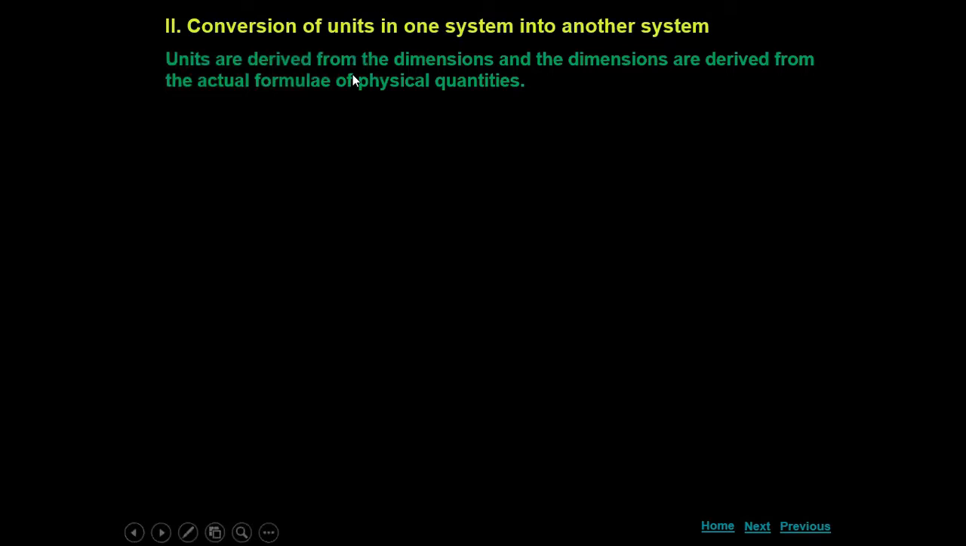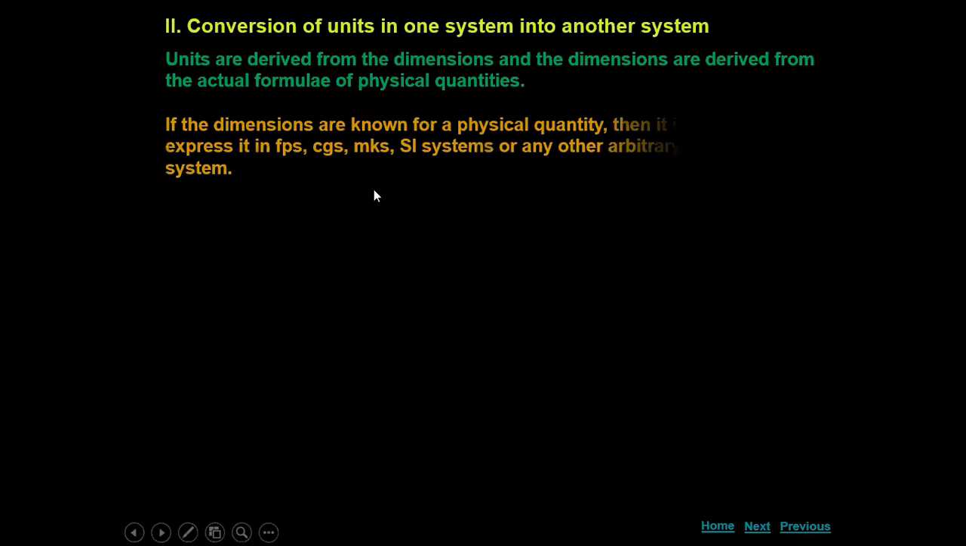So units are derived from the dimensions, and the dimensions are derived from the actual formulae of physical quantities. This we already know. Okay, so when we write the dimensions, we write them from the formula. If we have dimensions, easily we can write units also. Now if the dimensions are known for a physical quantity, then it is easy to express it in FPS, CGS, MKS, SI system, or any other arbitrarily chosen system. Okay, so this is also a known thing. Dimensions are known, we can write in any system we want.